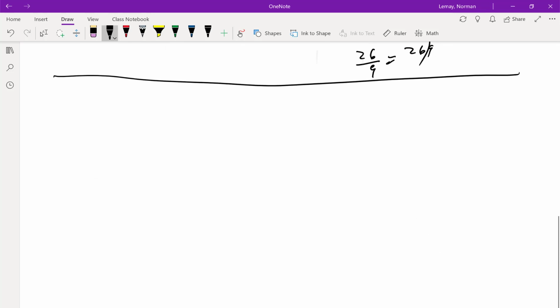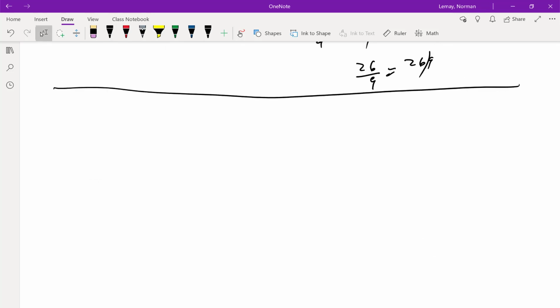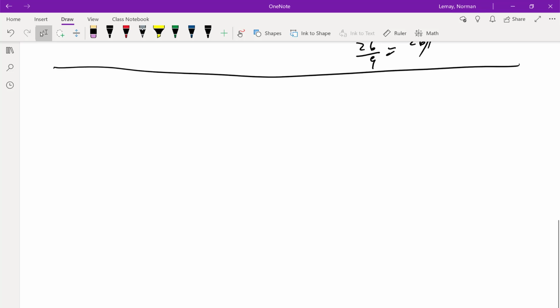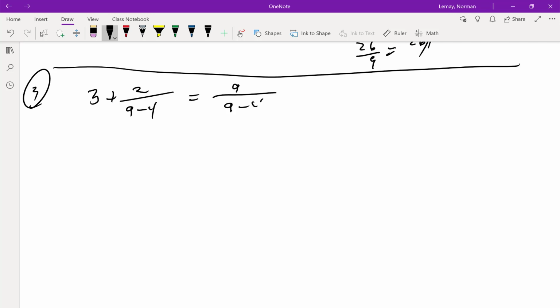Okay. All right, let's kind of change it up a little bit here. So for our third example, I got 3 plus 2 over a minus 4 equals a over a minus 4. So again, we can take a look, see here, and we can observe that this 3 is just a 3 over 1. That helps you out. And then again, if we take a look at the denominators, I got a 1, a minus 4, a minus 4. I think we can all agree that a minus 4 is the LCD.